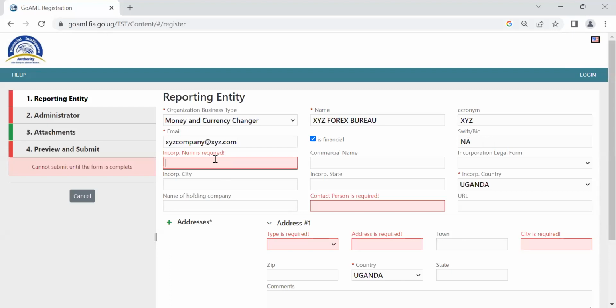Incorporation number, I'm sure if you're at your Forex Bureau, you have this, it's usually pinned up to show that you're registered. So you can put there your incorporation number. You can just obtain that and then indicate it there, the incorporation number of the Forex Bureau. Where do we get that incorporation number from? From your certificate of incorporation.